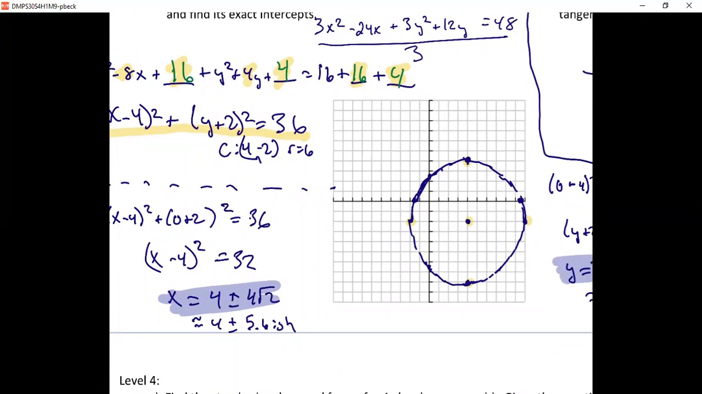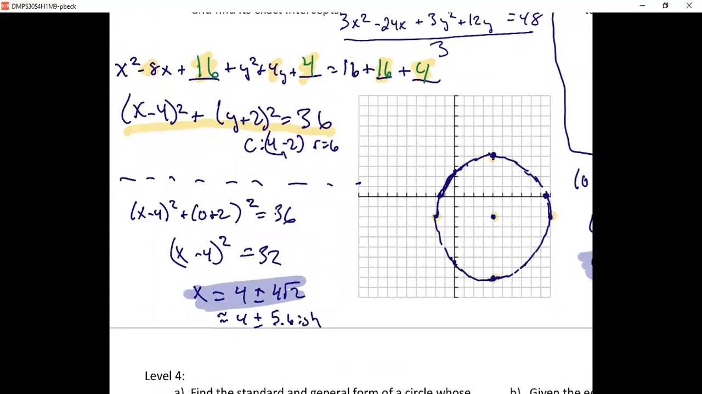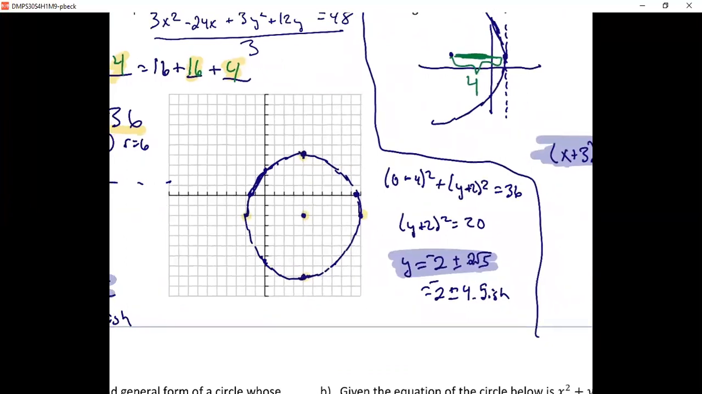So from here, we also need to find the exact intercepts. There's a little bit of skill review that we are doing here. That skill review is, let's go ahead and plug in 0 for y to find the x-intercept, and plug in 0 for x to find the y-intercept.